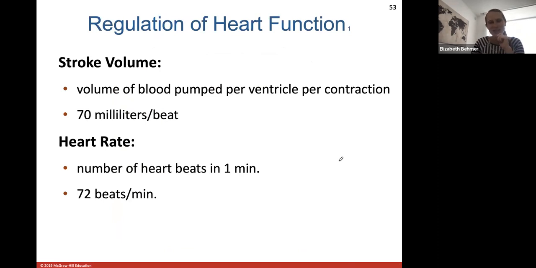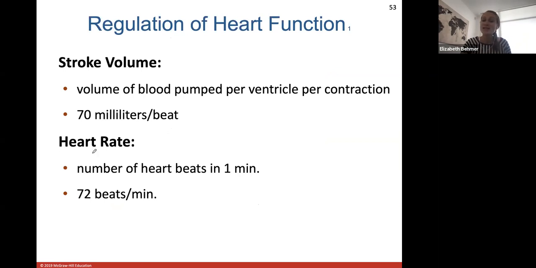Regulation of heart function. We can measure how well your heart is functioning, and this is really important to measure whether your heart is doing what it should be and getting blood supply to all the tissues that need it. Stroke volume is the volume of blood pumped per ventricle per contraction, and it's about 70 milliliters per beat. Stroke volume is measured mainly through diagnostic imaging. They can get an image of your heart and measure the volume of the ventricle to see how much blood that ventricle could contract.